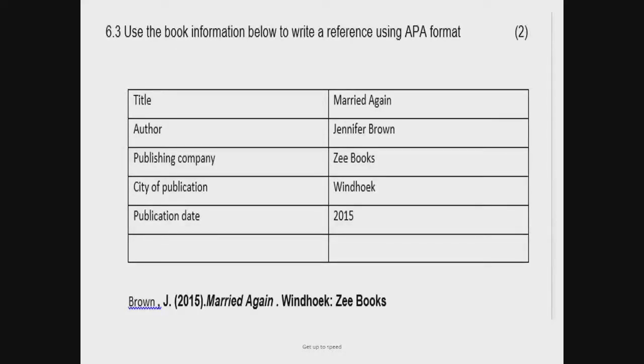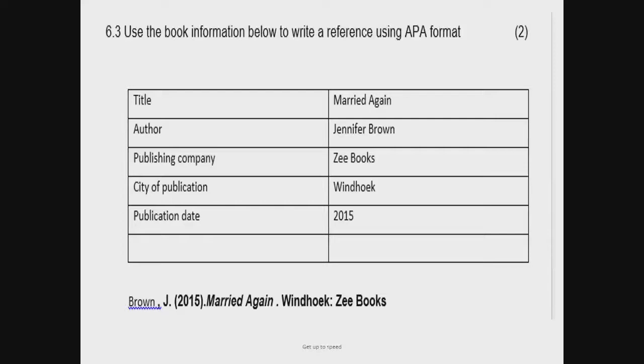The title of this book is Married Again. That is the title of the book, Married Again. Who wrote this book? Jennifer Brown. Who published this book? The publishing, like Macmillan, for example. Who published this book? Z Books. Where was this book written? It was written in Windhoek. When was it published? 2015. Then write a reference for me here.